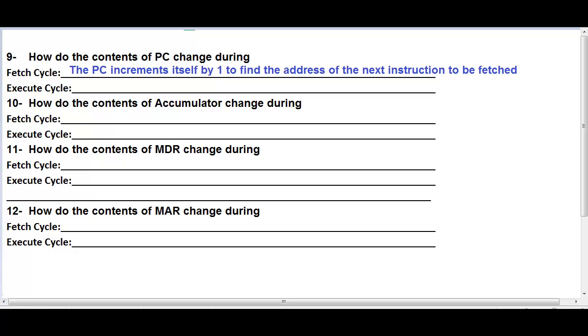But how do the contents of the program counter change during the execute cycle? Well, during the execute cycle, there is only one instance when the value of the program counter changes, and that only happens if a jump instruction is executed. So it is during the execution of the jump instruction that the value of the program counter changes.